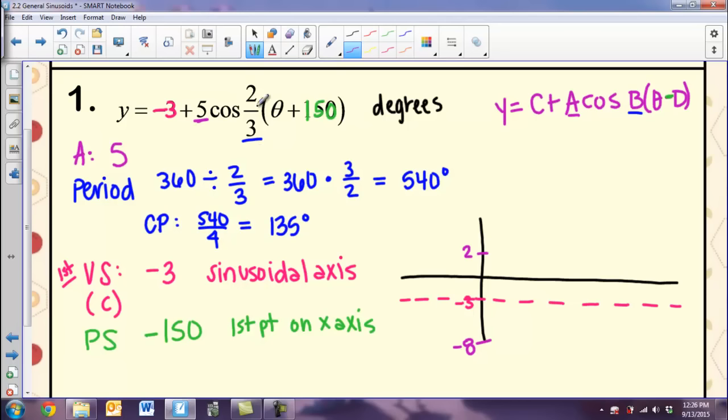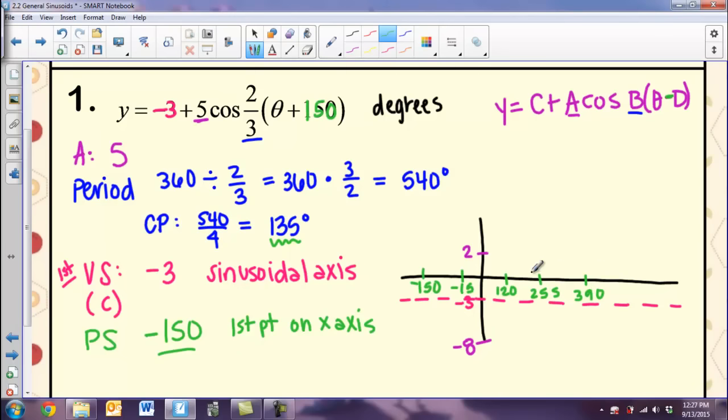The next thing that we are going to do is we're going to find that phase shift. So I'm going to label where my first point is on my x-axis. So it's at -150. And once I have that, I can use then my critical points in order to finish labeling my x-axis. So I know I'm going to take -150 and add 135 to it to get my next critical point. So that'll be at -15. Again, add another 135 to it, get 120, another 135, get 255, and my last one will be 390.